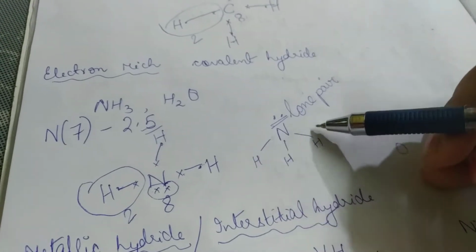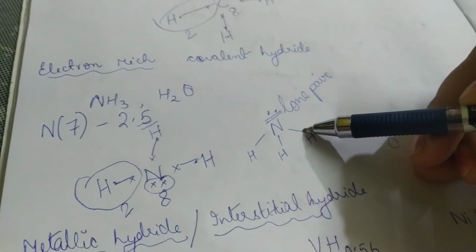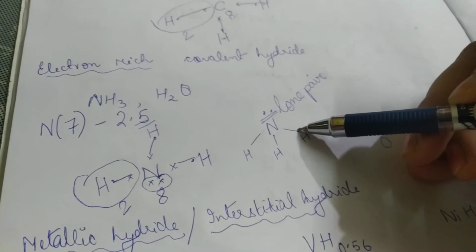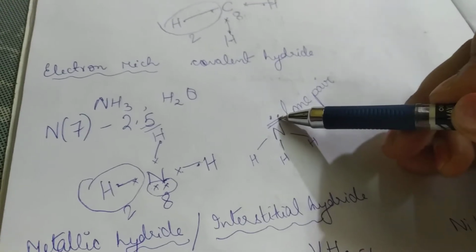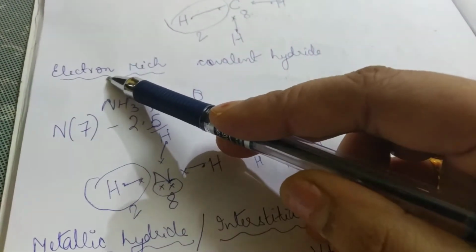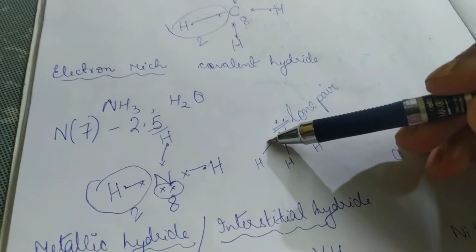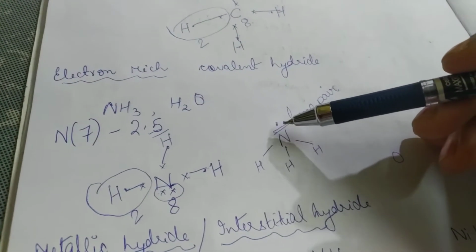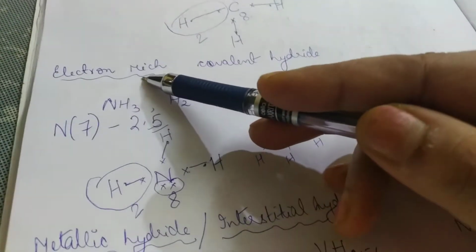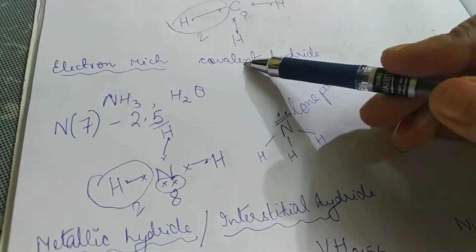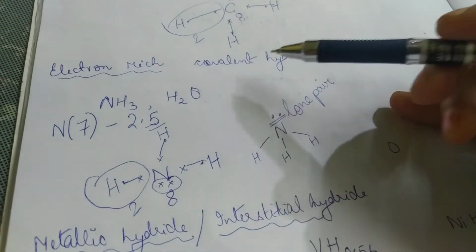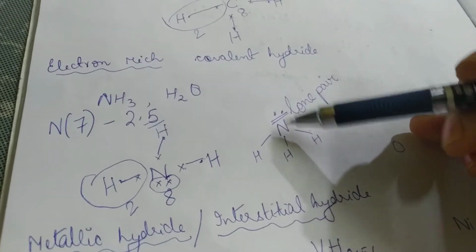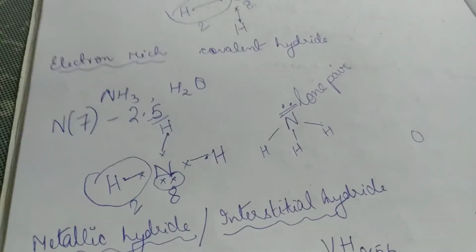So a type of electrons which are involved in bond formation I may call bond pair of electrons. Those electrons which are not involved in bond formation are known as lone pair of electrons. That is why the word electron rich means that apart from forming bonds, electrons are left in abundance, in excess. So I may call it electron rich, covalent because you have covalent bonds here, and hydride because the particular compound is formed by reaction with hydrogen as one of the elements.